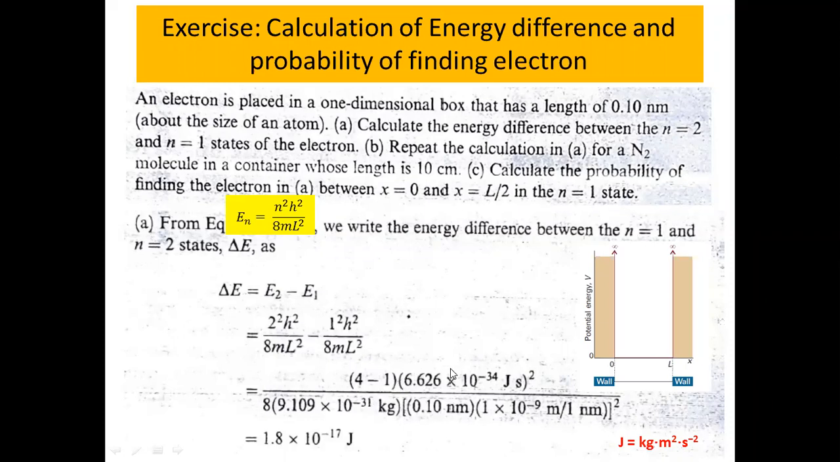So all here the units are in the SI system. Here the unit of the Planck constant is joule second, and the square would be joule square second square, and here kilogram. And again this is 0.1 nanometer, the length of the box, and you have to convert into the meter, and 1 nanometer will be equal to 10 exponent minus 9 meter.